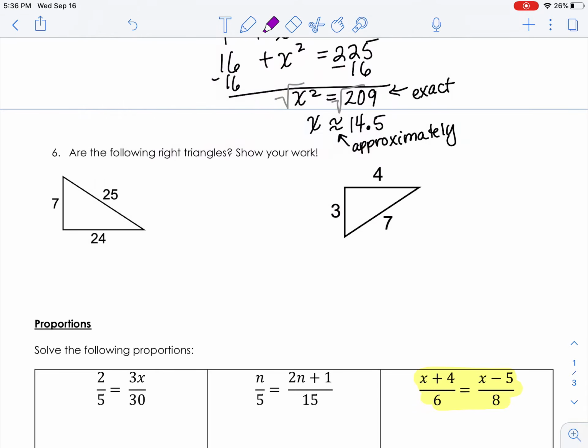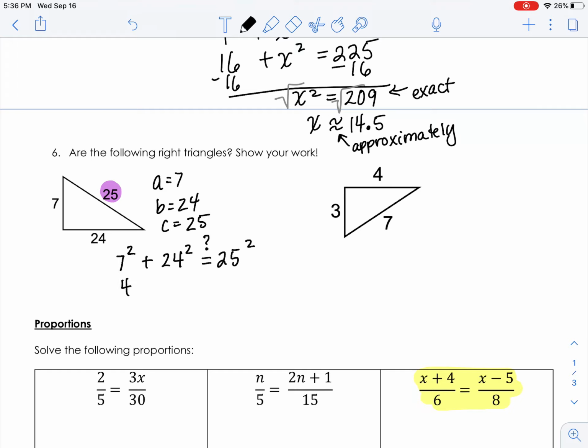So to find out what to use for C, you always use the longest side. A and B don't matter. So we could say A is 7, B is 24, C has to be 25. Then we're going to check it in the Pythagorean theorem. So we're saying is 7 squared plus 24 squared equal to 25 squared. So I put that question mark to say, hey, we're checking to see if this is true.